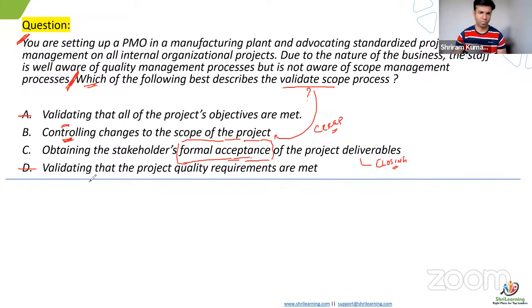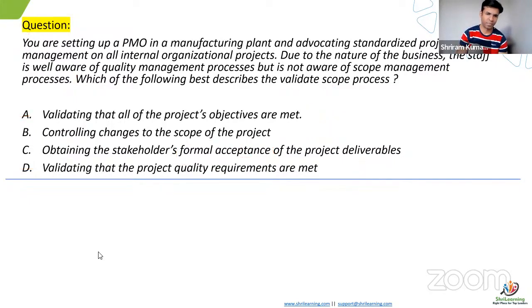At the end of each deliverable, you ensure you present it to the customer and get their acceptance, and then move on to the next deliverable. So I prefer C over B here. Okay. And this is also the correct definition of validate scope. And before validating scope, in an ideal scenario, we will do the internal quality check, which is actually D.